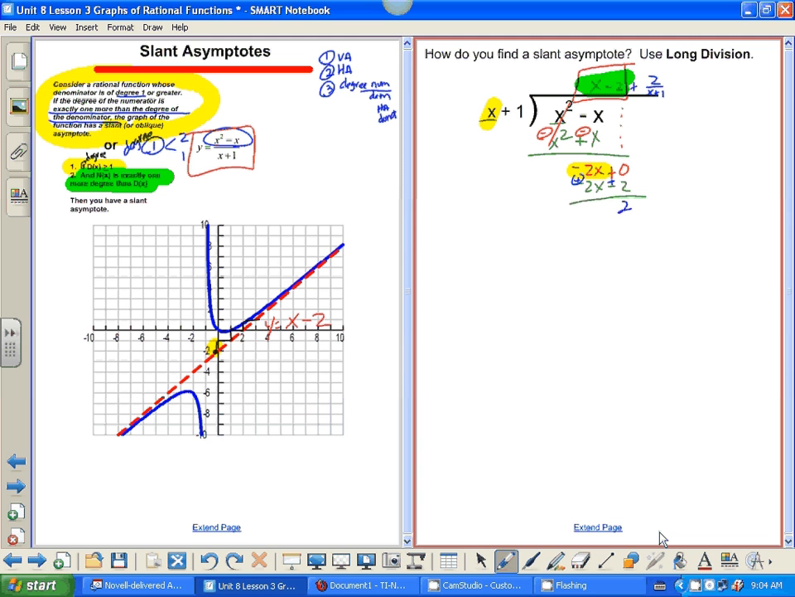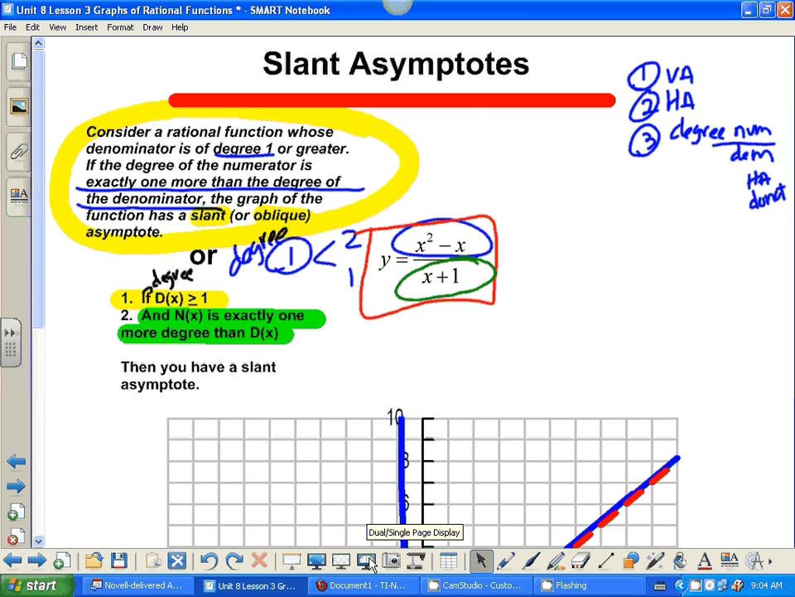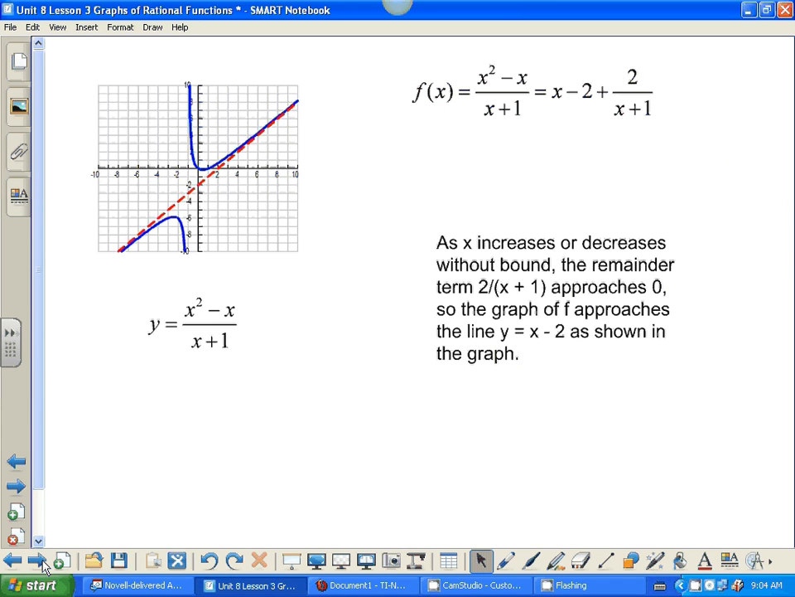So in other words, you're going to do your long division. You're basically pulling out a factor of x plus 1, and it might not go in evenly, but you're still taking out that factor. The part without the remainder is going to be the equation of your slant asymptote. So let's do our last example for the day.